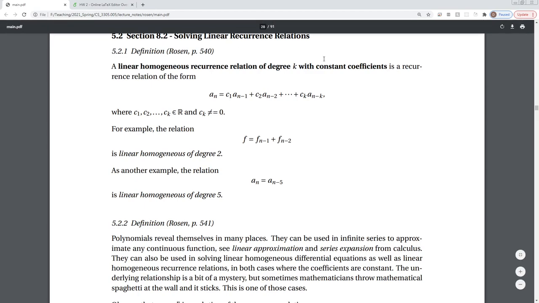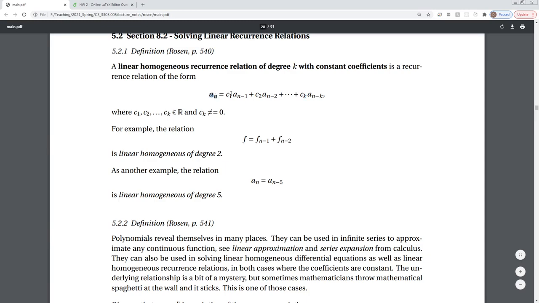So solving linear recurrence relations. A linear homogeneous recurrence relation of degree k with constant coefficients. That's a mouthful, but that is the single term that we are defining. It is a recurrence relation of this form. So there's no powers of 2 or powers of 3 or whatever. There's nothing in the exponent.